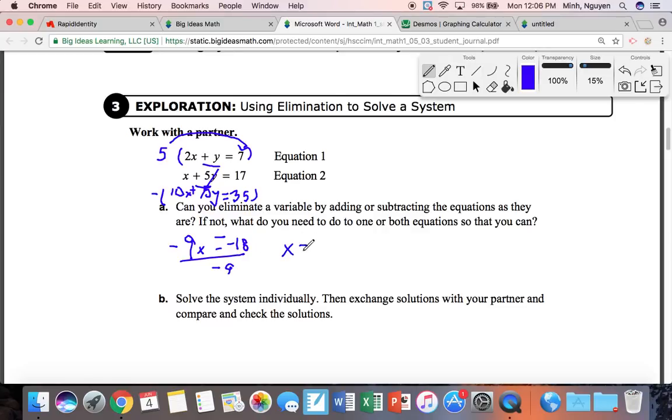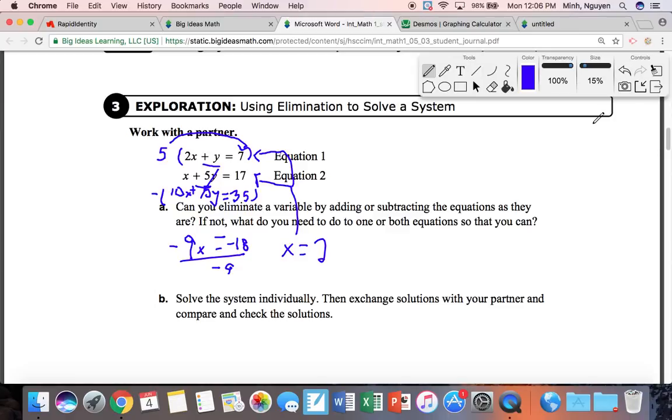I'll get x equals positive 2, and then you plug it back in there, this one or that one, and you find out that y equals, I believe, 3. Yes, y equals 3. Now, that's just one example for you guys to get a taste.